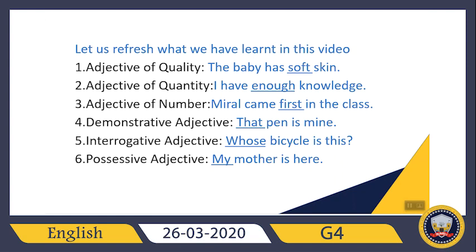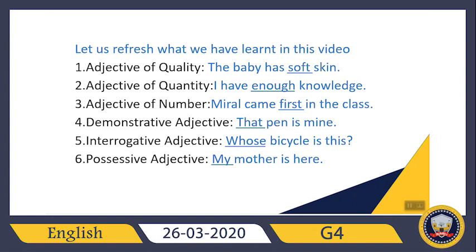The next one we're going to be looking at is demonstrative adjective. That pen is mine. This book is mine. You're trying to demonstrate to your friend that that book is yours. So you're pointing to the book over there, you're demonstrating. Demonstrative adjective demonstrates a noun and describes a pronoun.